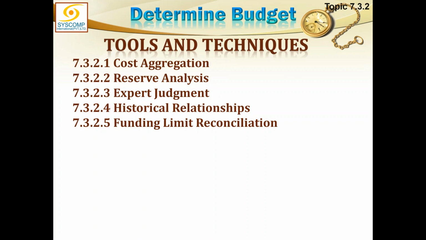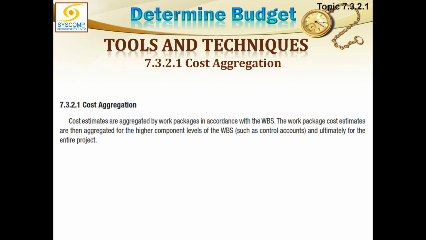Then project manager has to justify why he has kept that much percentage. So naturally, again, we will have to refer to the calculations he has made and the basis of estimate he has provided. In some ways, we will also be looking at the expert judgment, historical relationships, and naturally the funding limit reconciliation. Cost aggregation is simply the sum up of all the work packages, and they are just all totaled up to find the total sum total of the project cost.